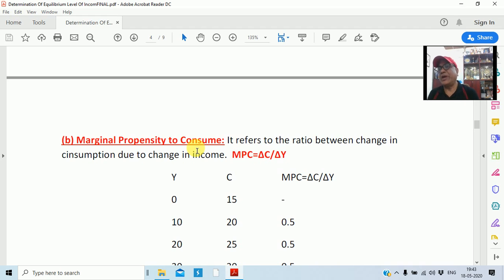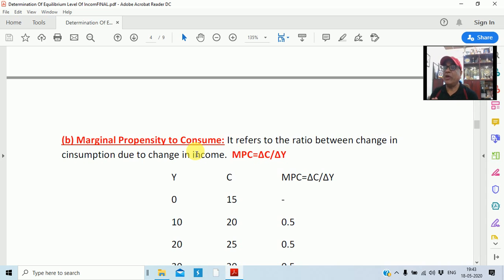The total percentage of income consumed by the people of the country. If APC is 0.5, what does it mean? 50% of the income, the people of the economy are consuming. Now what is MPC? MPC talks about if suppose there is a change in income, that is called delta Y, how much percent of the change in income the people are consuming in the economy.